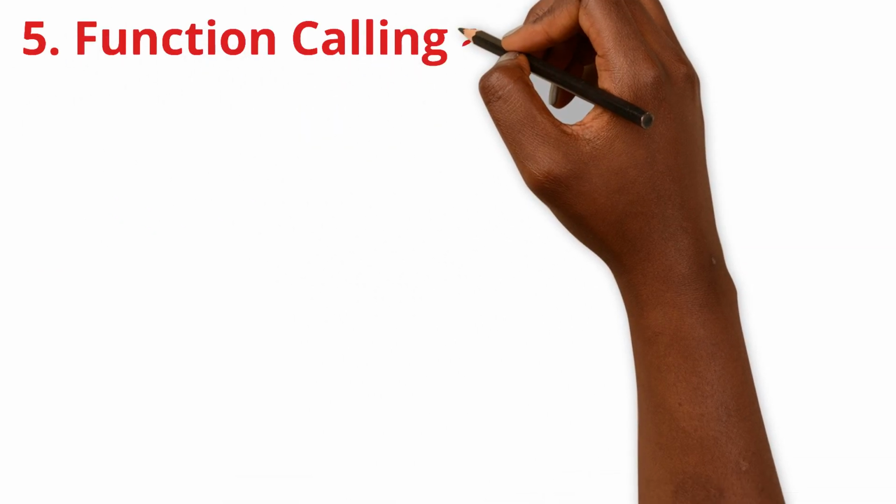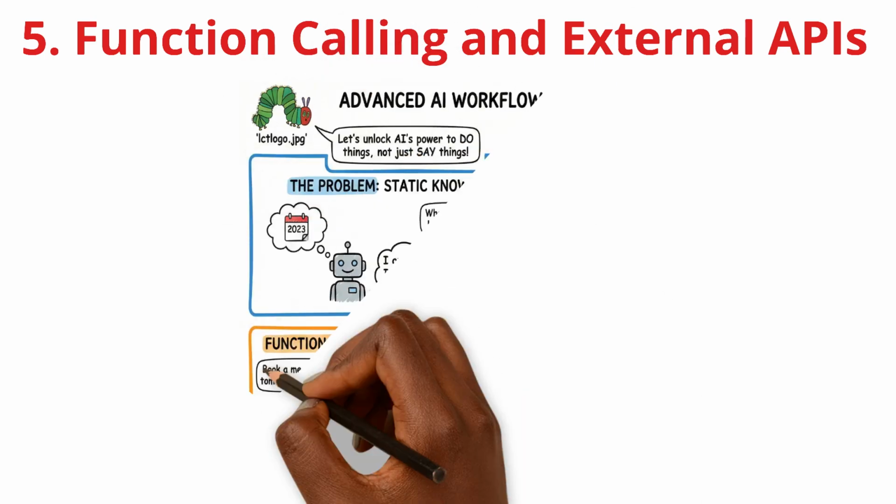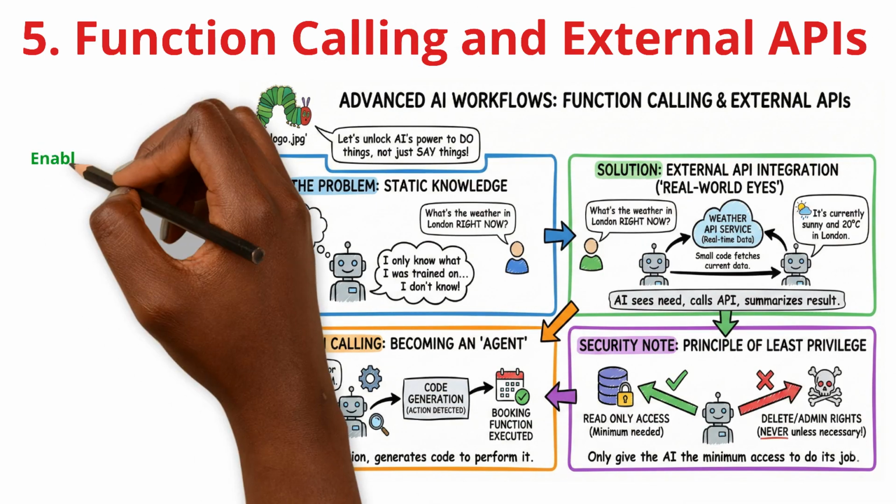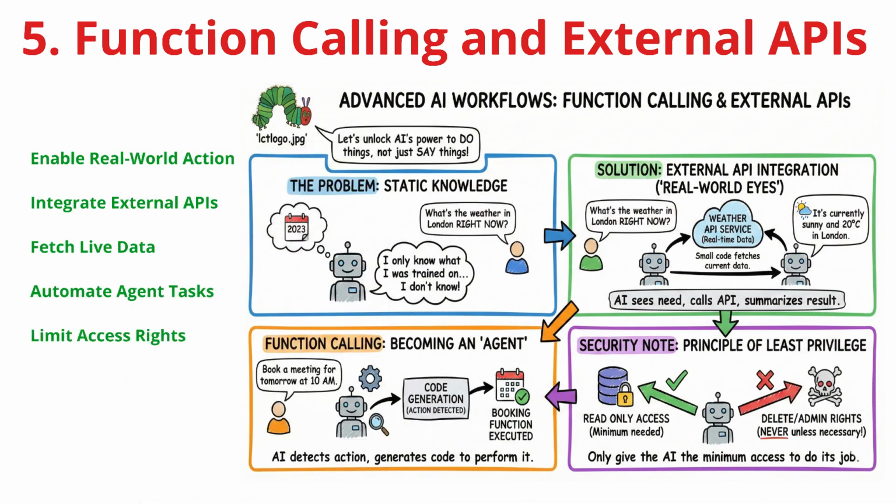The true power of AI isn't just about conversation, it is about action. We unlock this potential through API integration and function calling. You see, a standard AI model relies on static knowledge. It only knows what it was trained on. If you ask for the live weather in London, it is stuck. But by integrating external APIs, you give the AI eyes to fetch real-time data and provide the correct answer.